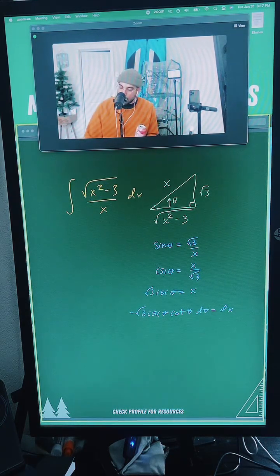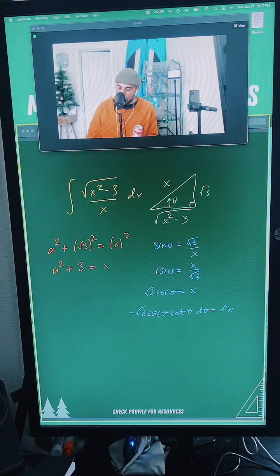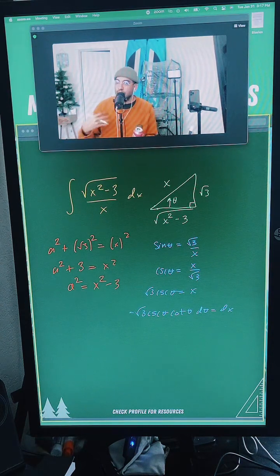Because when you do the Pythagorean theorem, let me write this in red. If you do a squared plus root 3 squared is equal to x squared, then this is a squared plus 3 is equal to x squared. And as you can see, x squared minus 3 is that a squared value. So when I take the square root of that, I get the root x squared minus 3 that I desire.